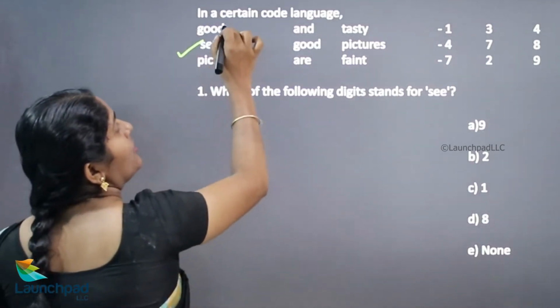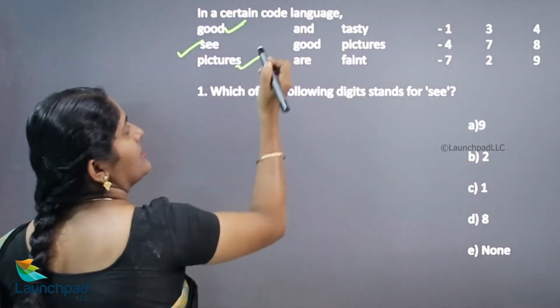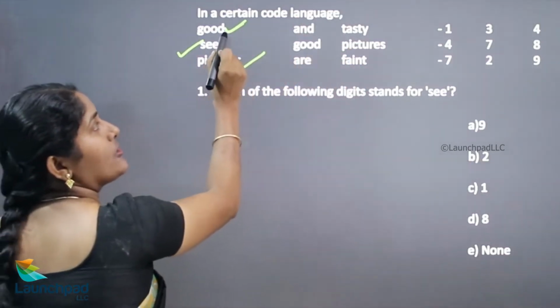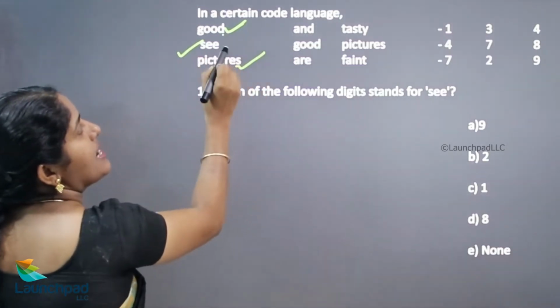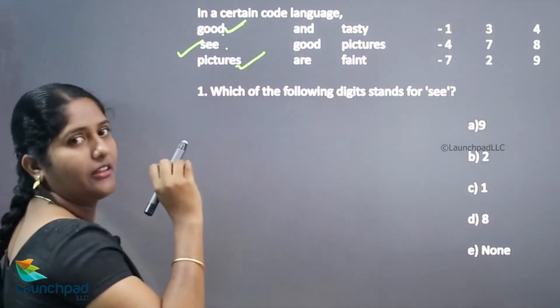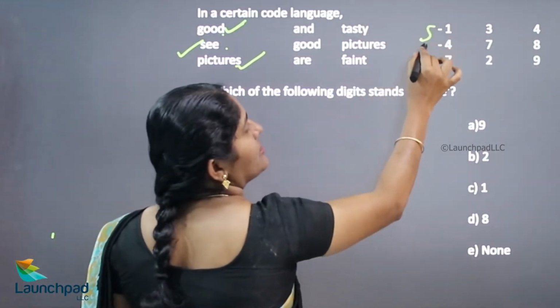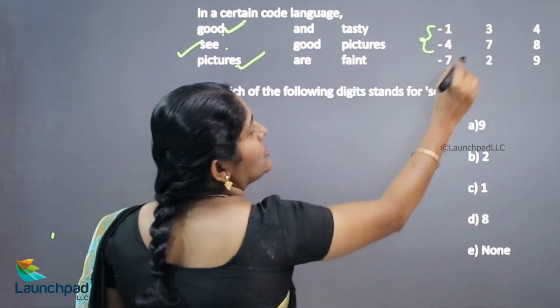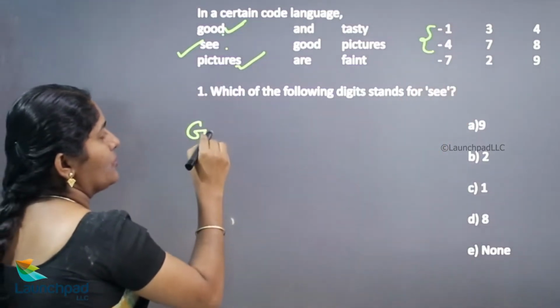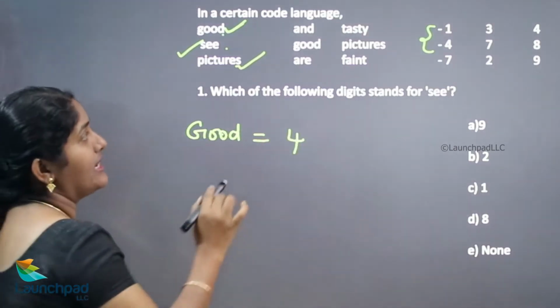First of all, you need to calculate the codes for "good" and "pictures". Where is the word "good" common? In the first and second sentences, "good" is common. So what is the common number for these two sentences? It is 4. Therefore, 4 stands for "good".